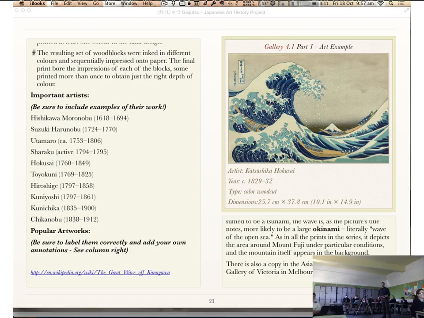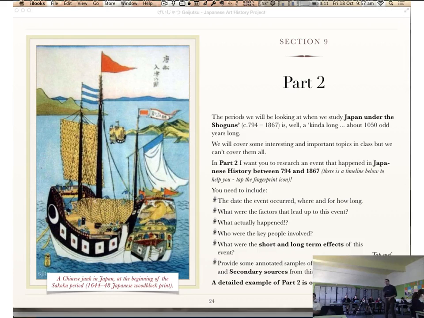Part two is going to be a little bit trickier. In part two, we're going to be looking at a story. Now, I've given you a certain amount of time, lads. We're talking about 794 to 1867, and that term is basically Japan under the shoguns. That's what we're looking at in history.